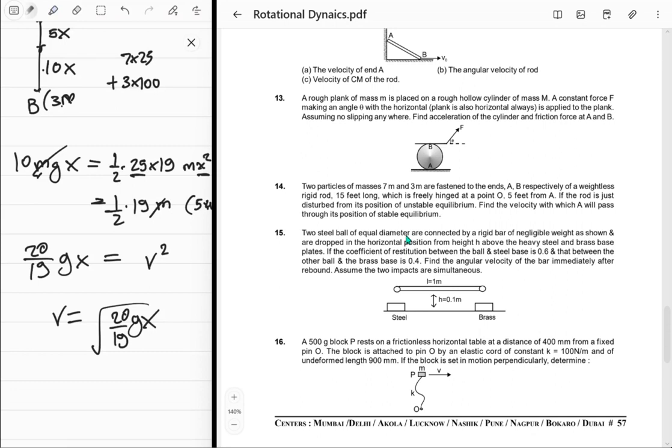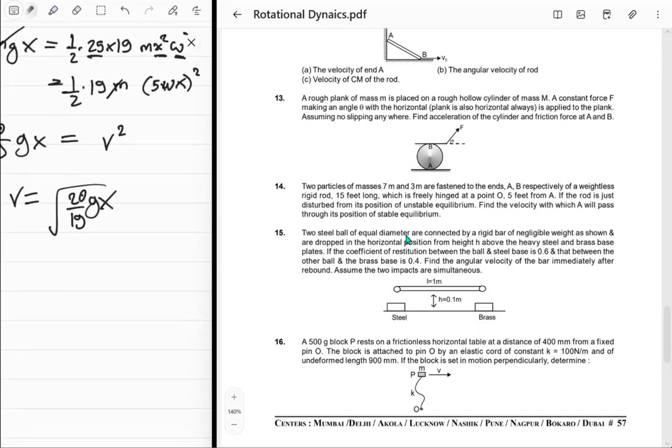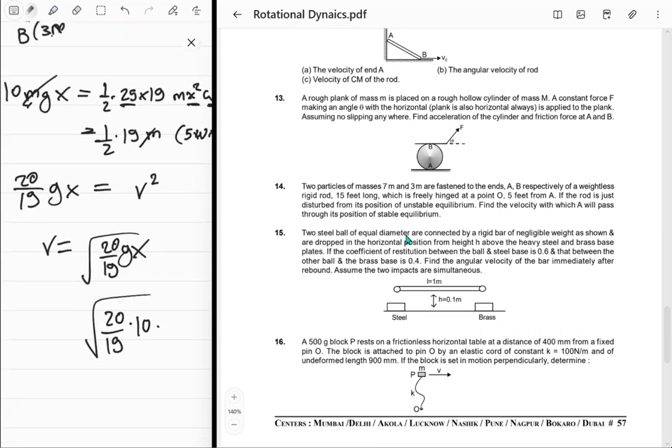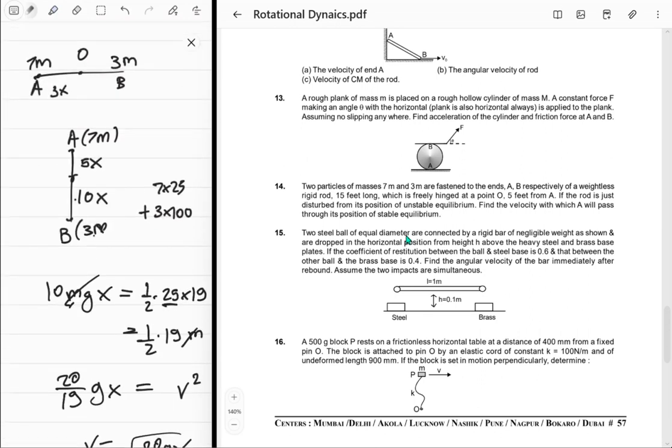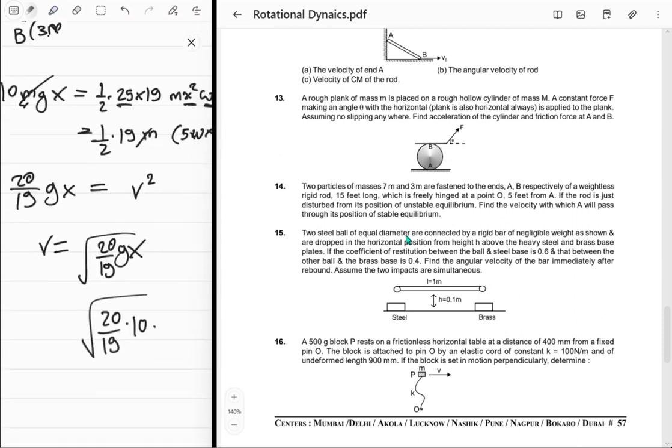And since this is calculation based, I'm not going to do a general form of these things. So 20 upon 19, g we'll just say is 10, and then x is, what is this guy's x? Oh yeah, 1 feet.